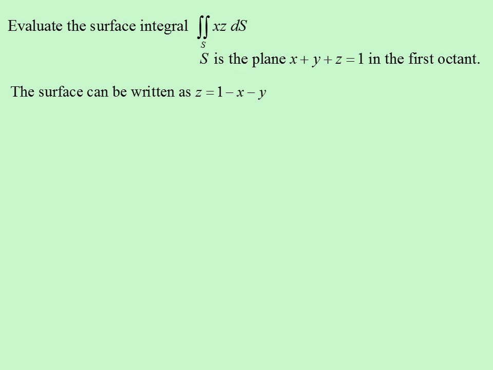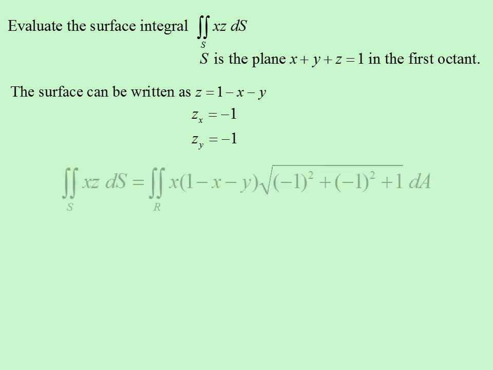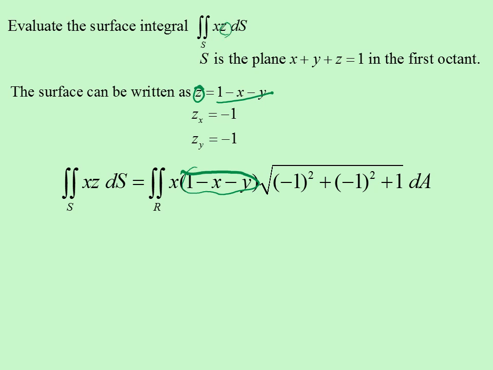However, using z as 1 minus x minus y, here's the partial of x and the partial of y. So our factor then would be the square root of the partial of x squared plus the partial of y squared plus 1, which comes out to be the square root of 3. Now we're plugging in, in place of the z, 1 minus x minus y. So here's the z from the function that we're integrating.